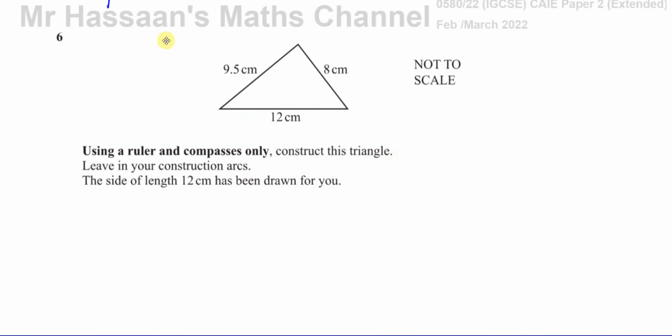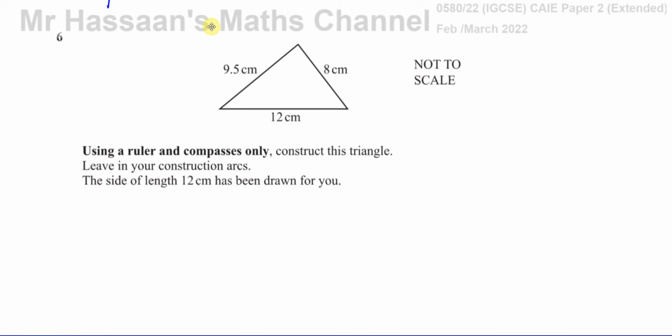Now for question number 6 from this International IGCSE Cambridge Paper 2 from February-March 2022. This question is about constructions, and it's the only real part of constructions remaining in the syllabus since 2020. It says using a compass and ruler and compasses only, in bold type. No protractors, only ruler and compass. Construct this triangle, leaving your construction arcs.